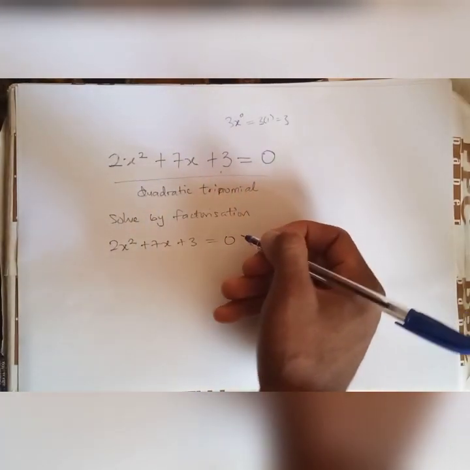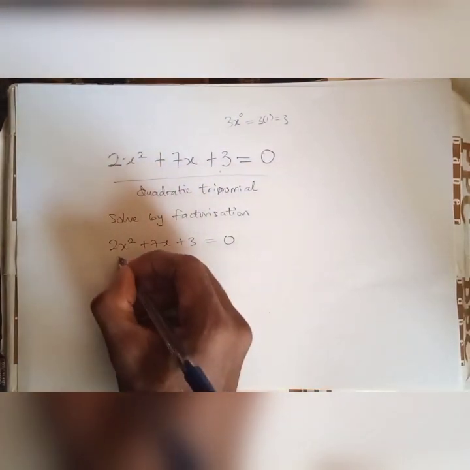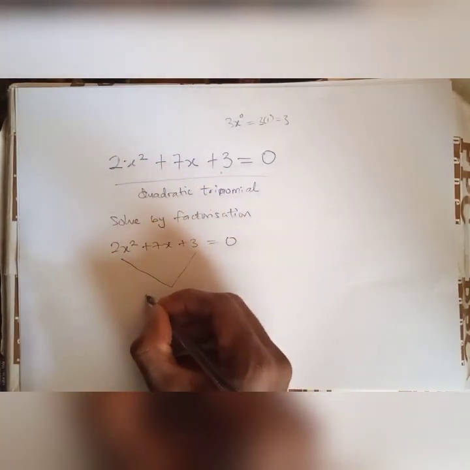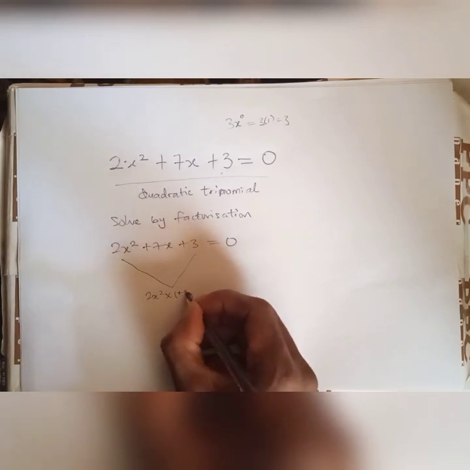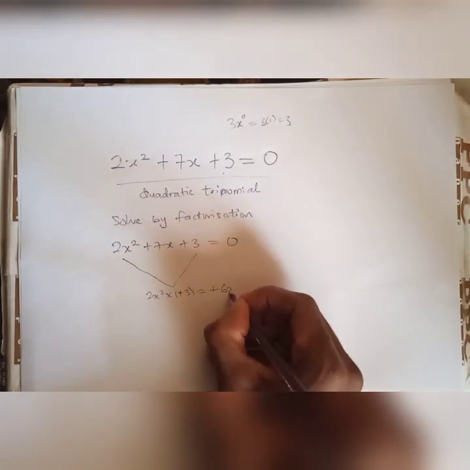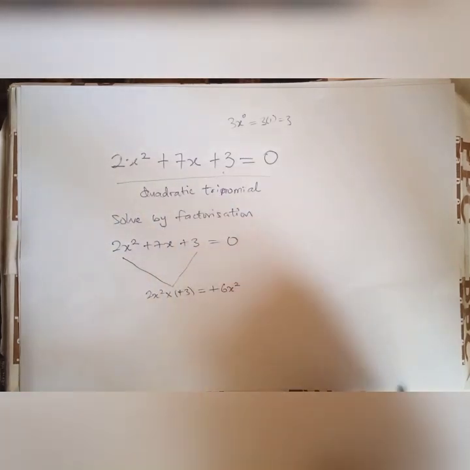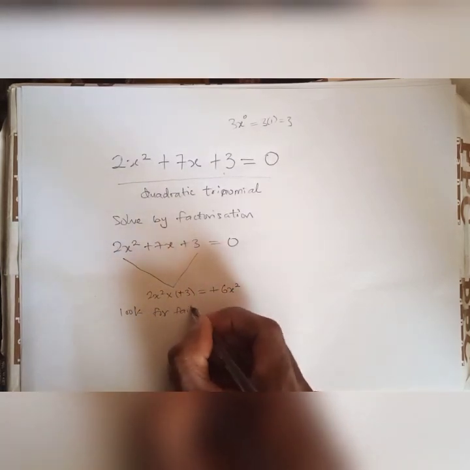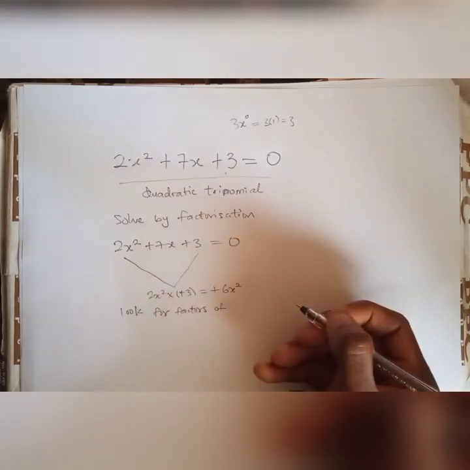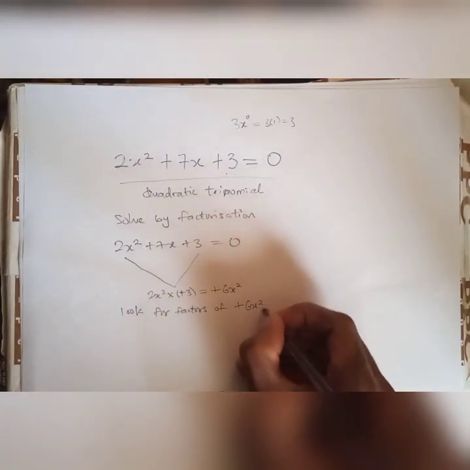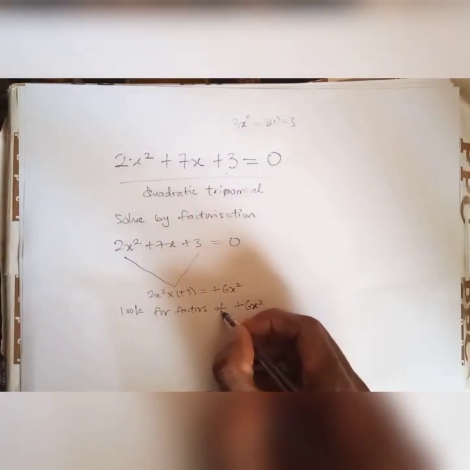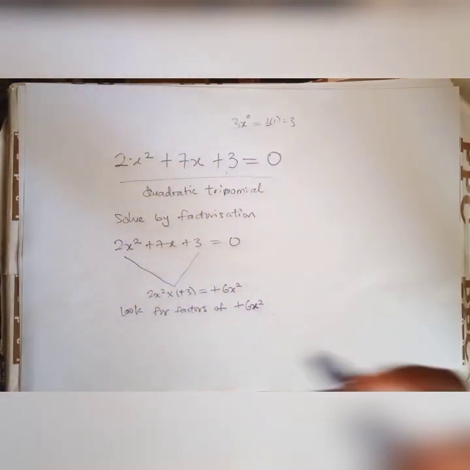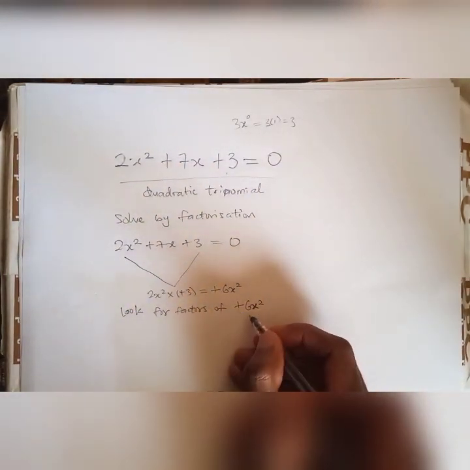Now the first thing we do, our first step, is to multiply the first term here with the second term here. That's the first step. So when we multiply 2x squared and plus 3 together, we're going to have plus 6x squared. Now the second step is look for factors of plus 6x squared. So please take note of the sign. This plus is very, very important. It can do or undo any solution we are trying to work towards. So this is positive 6x squared.